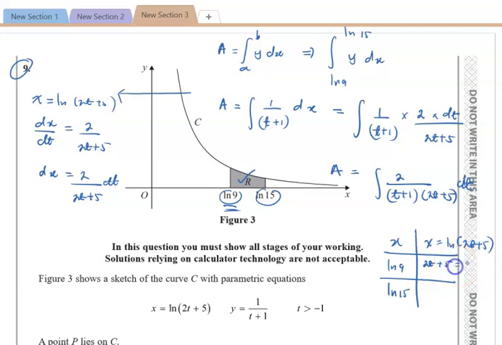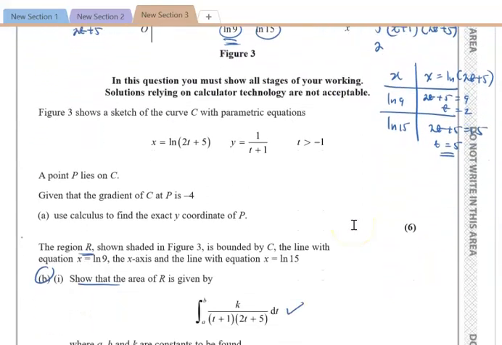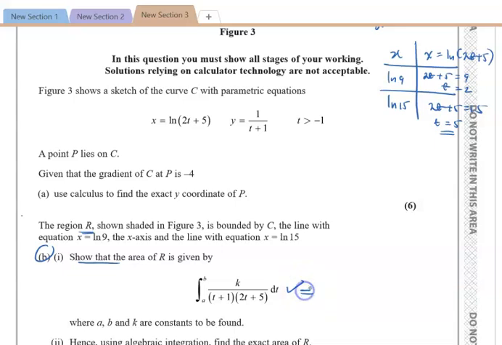Now you can see that in order to find this, you're going to say that 2t plus 5 is equal to 9, so you see that t is equal to 2. And you are saying that 2t plus 5 is equal to 15. Then you see that t is equal to 5. So your limits are from 2 to 5. That is this part over here. That is part B of the question. It's the integral from 2 to 5 of 2 over t plus 1 into 2t plus 5 dt.